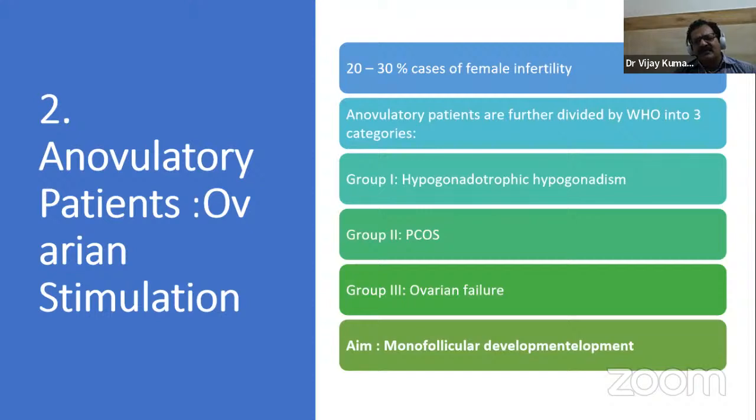It will be common in cases where an excess dose of the ovulation induction drugs is used, thereby leading to multiple follicular development. In such cases, we have to cancel the cycle, and the success rate will come down drastically. So the aim should be monofollicular development.